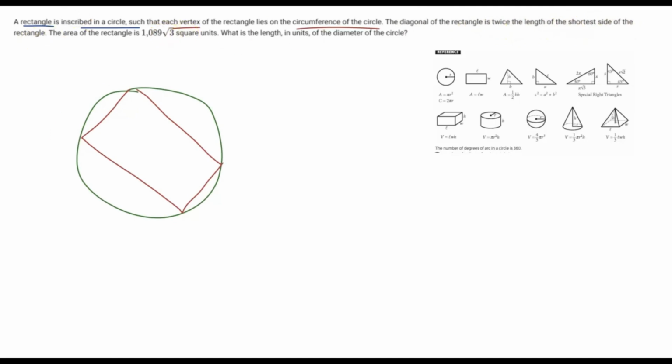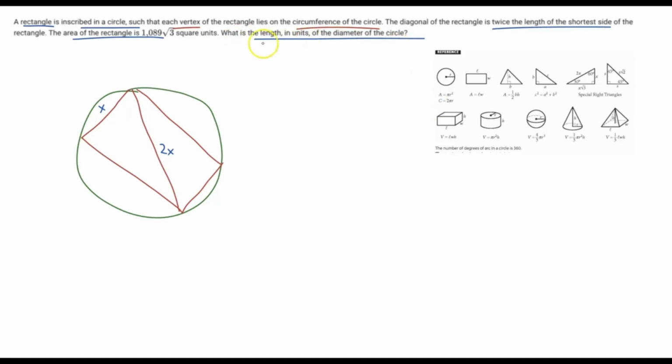All right, let's draw that in. So the diagonal, which is going to look like this, just going across from one corner to the other, is going to be twice the length of the shortest side of the rectangle. So this right here is our shortest side, and so let's just label that x. And it's twice the length, so we can call this 2x. Therefore, that is twice the length. The area of the rectangle is 1089 times square root 3 square units. What is the length in units of the diameter of the circle?